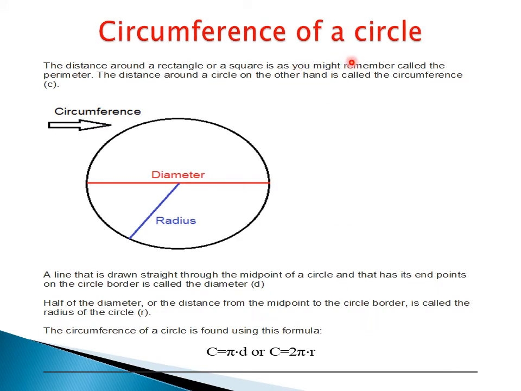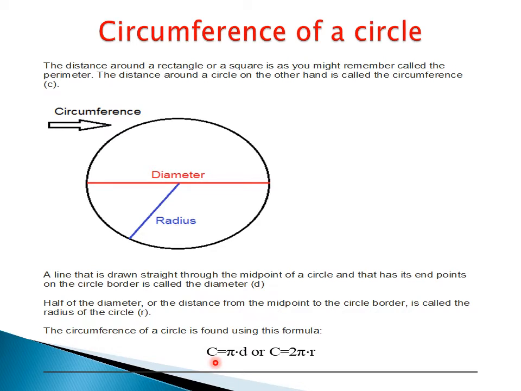Now the circumference of a circle. How to calculate the circumference of a circle? This is very important. Here this is a circle. The total is called diameter. The half is called radius. Understand what I said? Total is called diameter, and half, from here to here, is called radius.